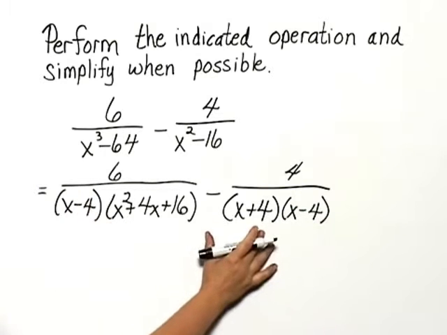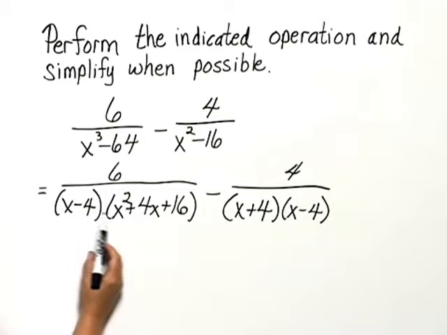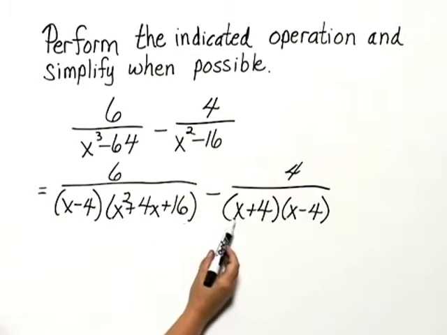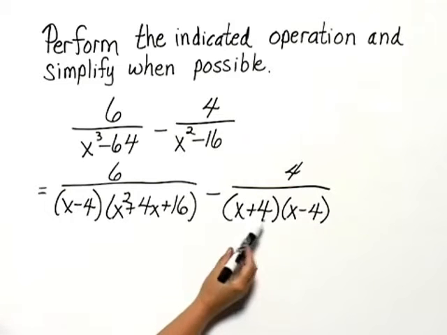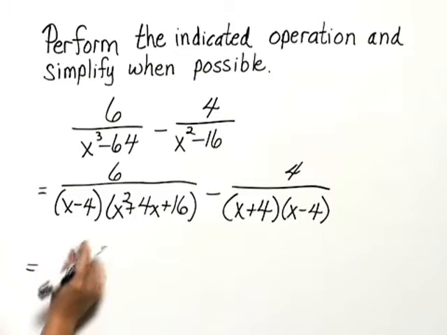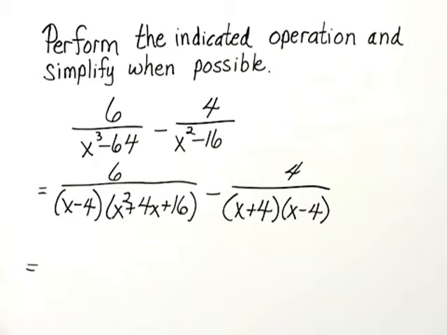Looking carefully at the denominators, I see that the least common denominator is going to be x minus 4 times x squared plus 4x plus 16 times x plus 4. I don't need another factor of x minus 4 because it's already here. So I need to multiply each one of these expressions by a form of 1 using the factors that are missing from the least common denominator. On this one I need an x plus 4.